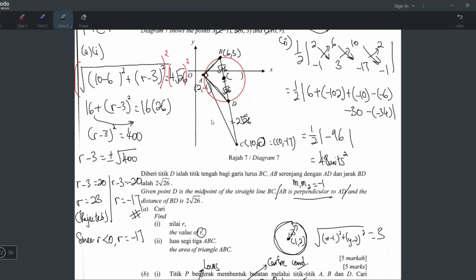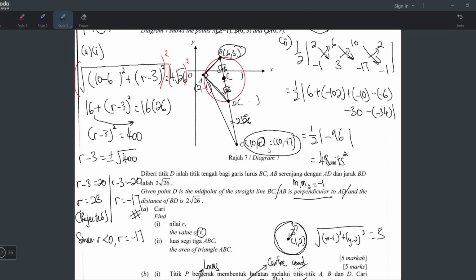Let me think. Okay, there's two methods actually to find point D. You can either find the DC distance equals 2 square root 26, or you can also use the midpoint formula of BC. Because you remember, right? D is the midpoint of BC.